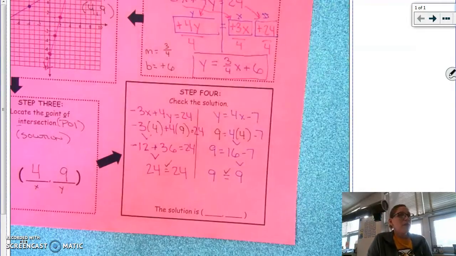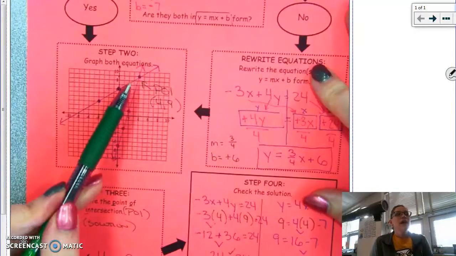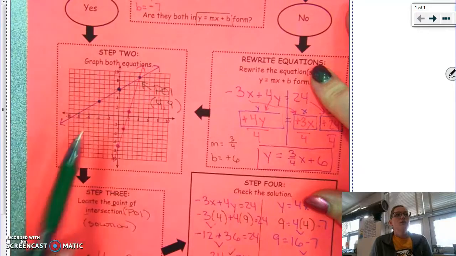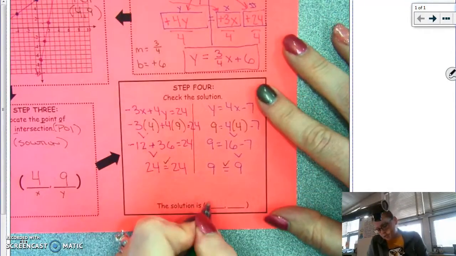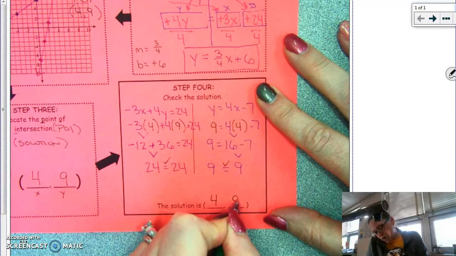It does take a little time to check, but sometimes it's definitely worth it. You put a lot of work into that problem. You want to make sure that you did it correctly, especially because you are drawing lines and it's really easy to be off just a little bit and it could throw everything off. So double checking is never a bad idea. And my solution is (4, 9).